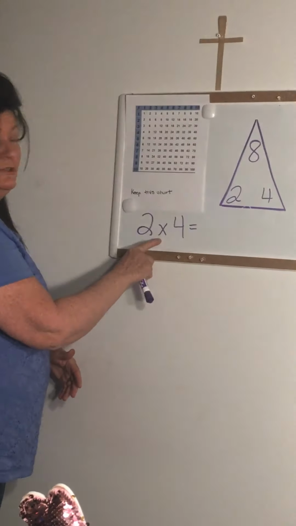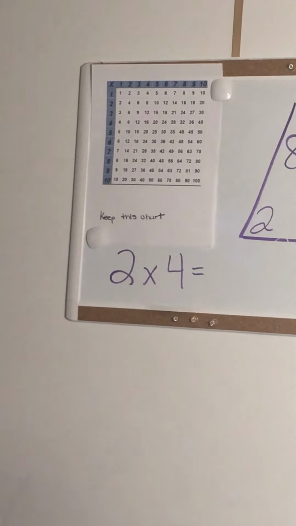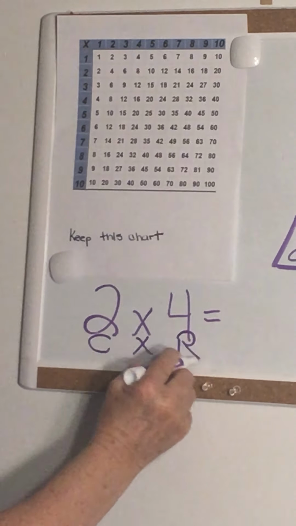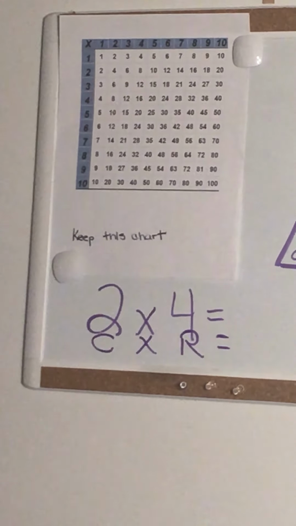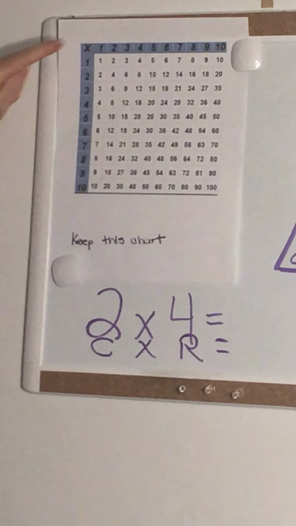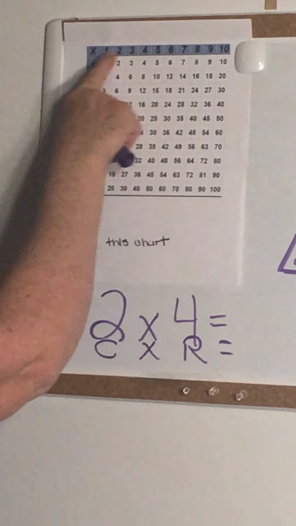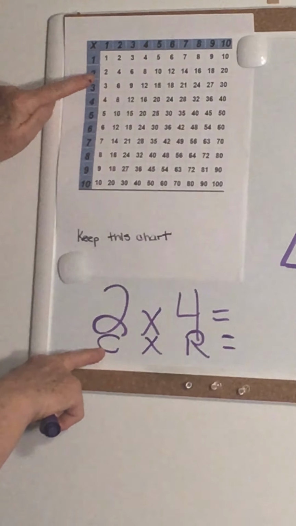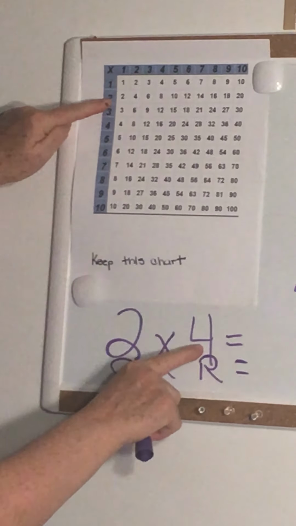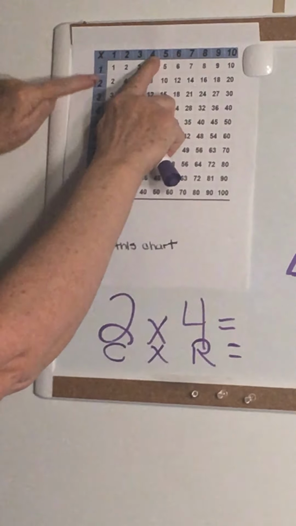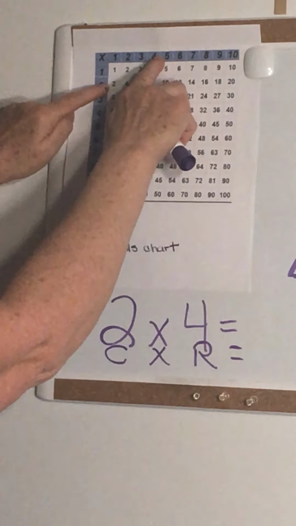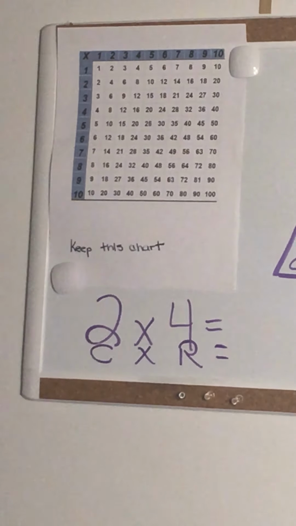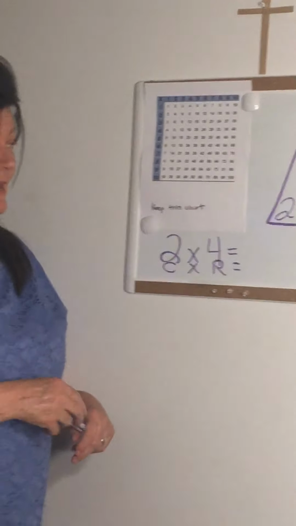So I picked 2 times 4. Okay? And you'll remember that we say columns times rows is going to give us the answer. So 2 is in the column, so we go to the column, columns go down, rows go across. So in column we find number 2, and in rows we find number 4. Column 2, row 4. What is that answer? What is 2 times 4? 8. Okay? So that's how you can use it for multiplication.